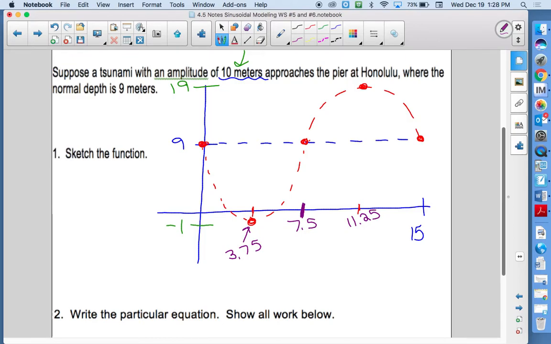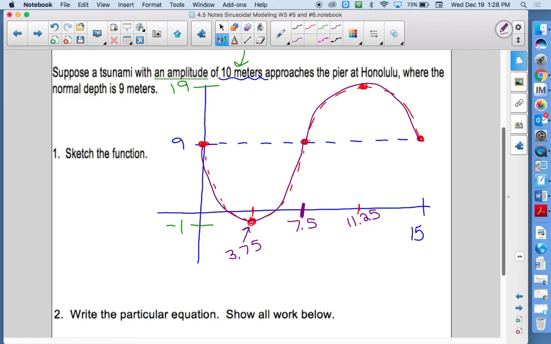So our graph goes down to the lowest point, is at the normal, and then it comes up and crashes back down. And then after it's all over, it settles and it's back down to normal, or back in the middle, I guess. Questions?